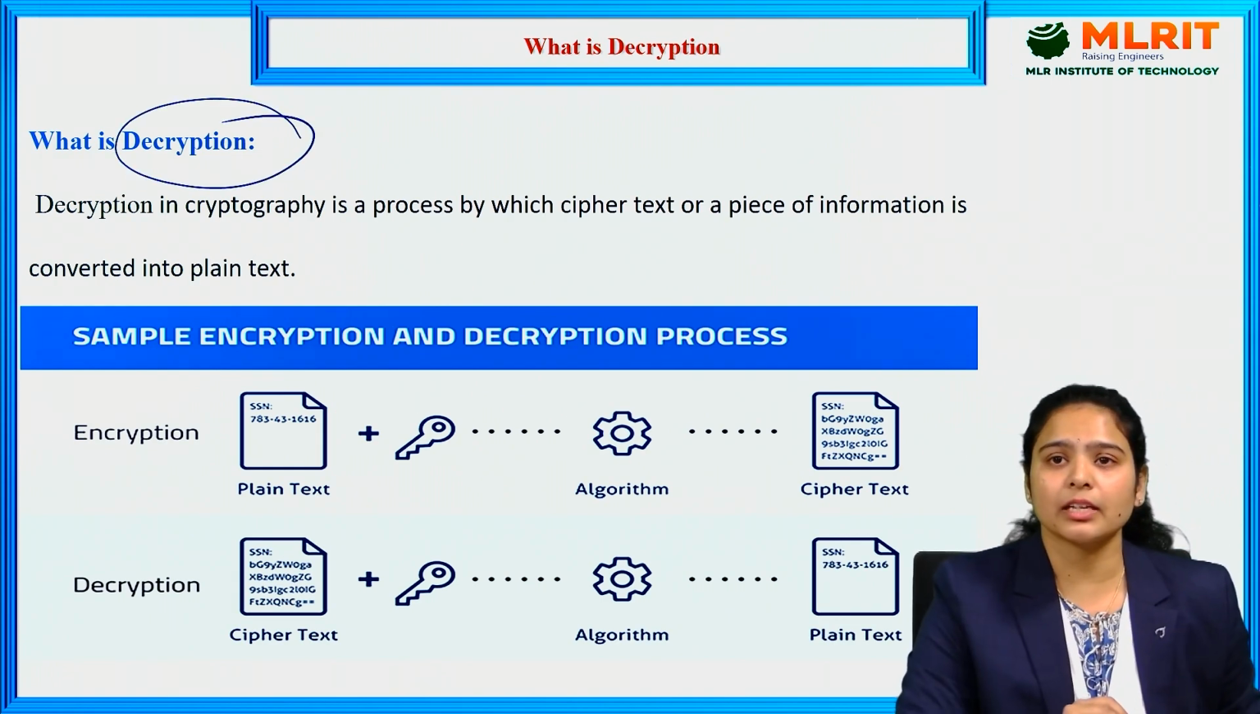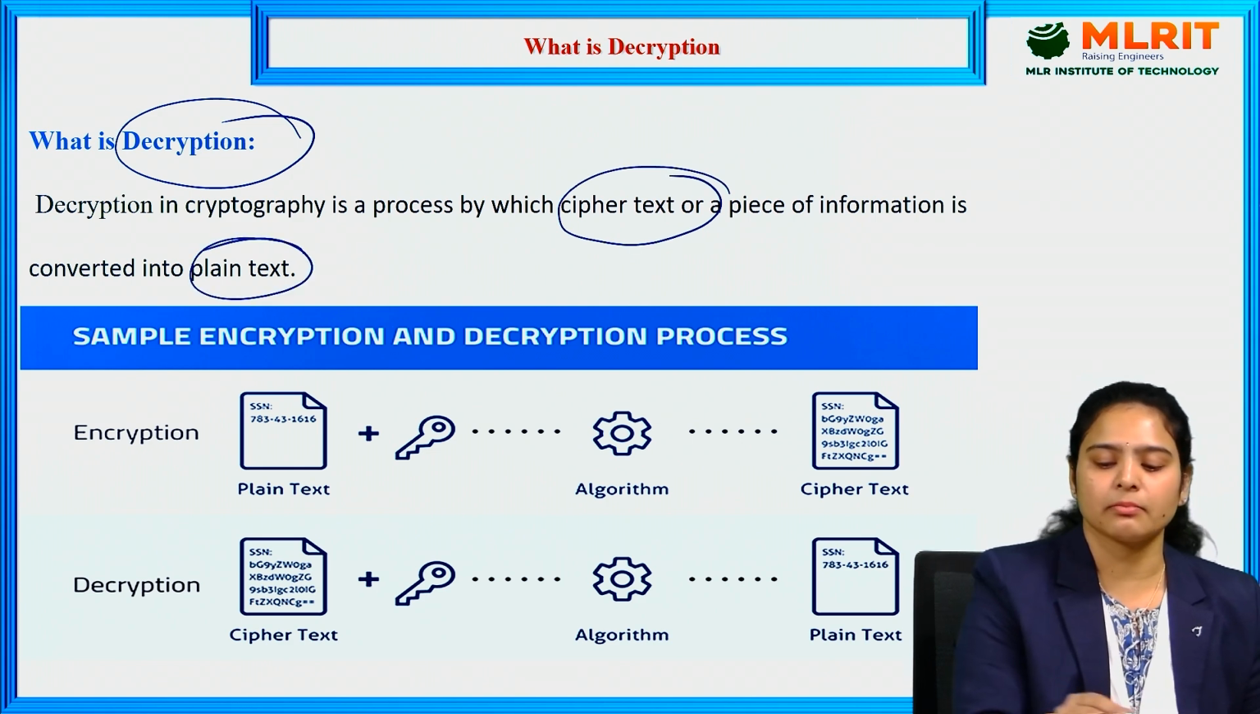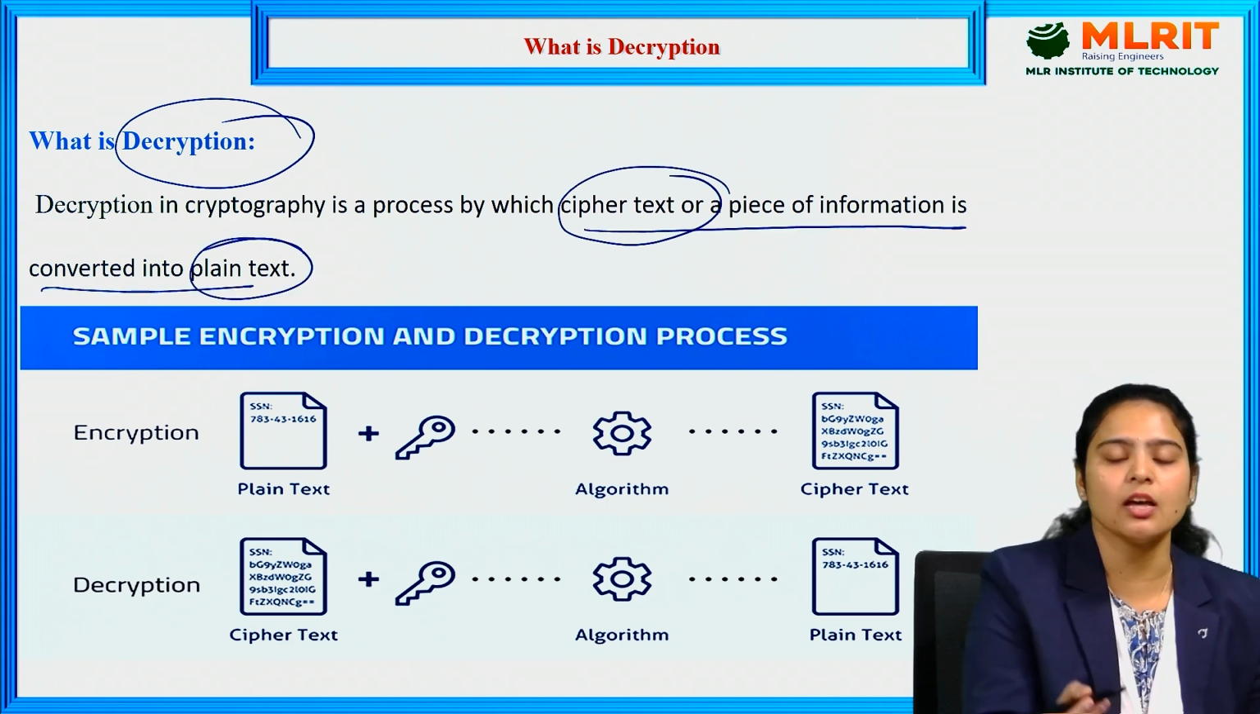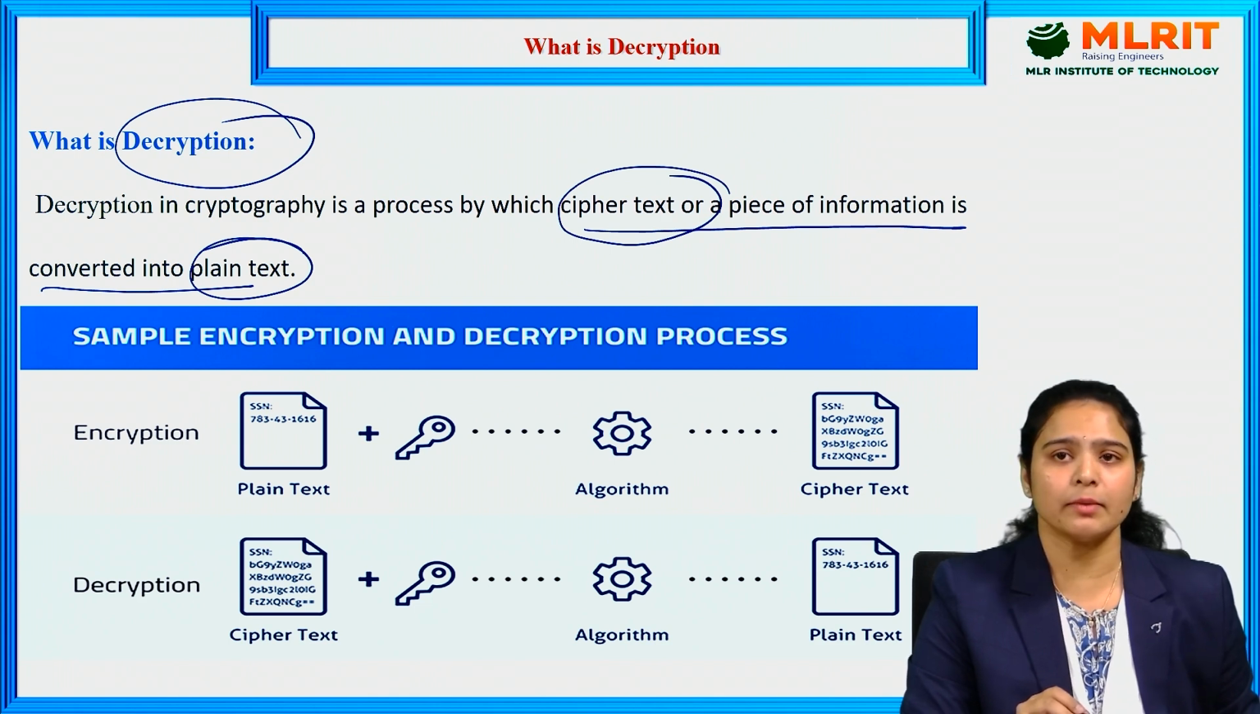Encryption is plain text to ciphertext, and decryption is the reverse process of encryption. It is ciphertext to plain text, which means the unreadable format is converted to the readable format.